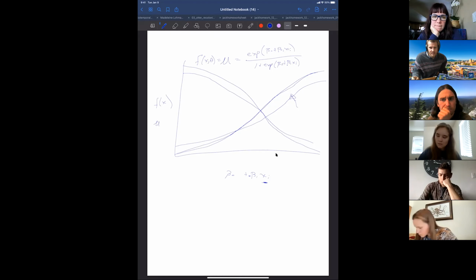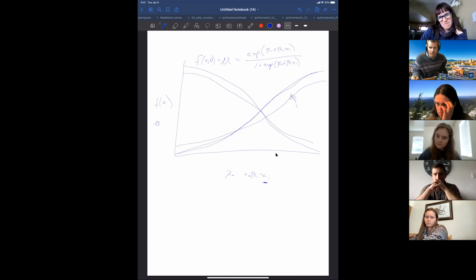Okay, if I were to plot the data on this graph, what would that look like? So remember, data are y's, and there's zeros and ones in our logistic regression setting. What would that look like?